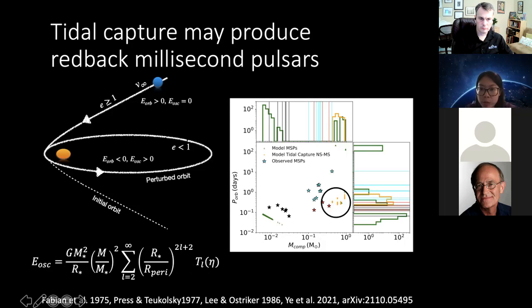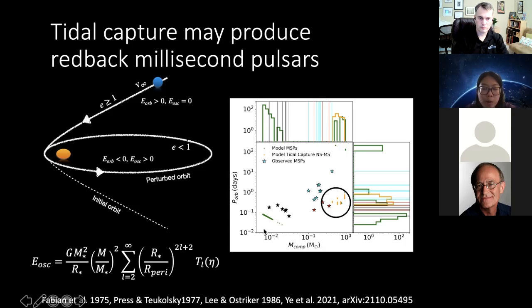So here, most of the tidal capture binaries fall within the range of the orbital periods of the redbacks. But most of the companion masses of the tidal capture binaries are larger than the observed ones. This is because it's unclear if and how neutron stars accrete mass from main sequence stars during tidal capture. And so I simply assume that neutron stars are spun up to millisecond pulsars without actually changing the mass or the structure of the main sequence stars. But if there is accretion, the main sequence star's mass will certainly decrease and approach the masses of the observed redbacks.